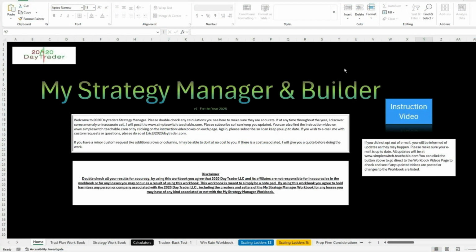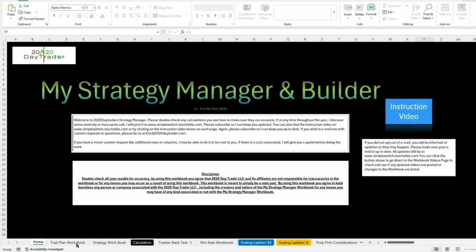Okay, so here now I'm in the My Strategy Manager and Builder tool. Got this home page, basically says, make sure I validate any data that's in here before making a decision and only make my decisions based on information that I have validated. And then, if I need help with anything, I can always send an email. And each one of these pages has an instruction video on it to help teach me how to use it if I'm not sure.